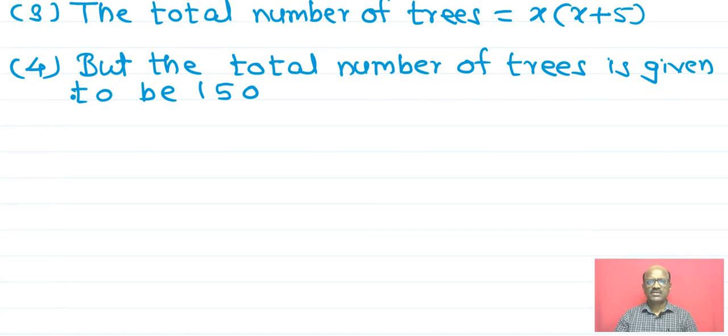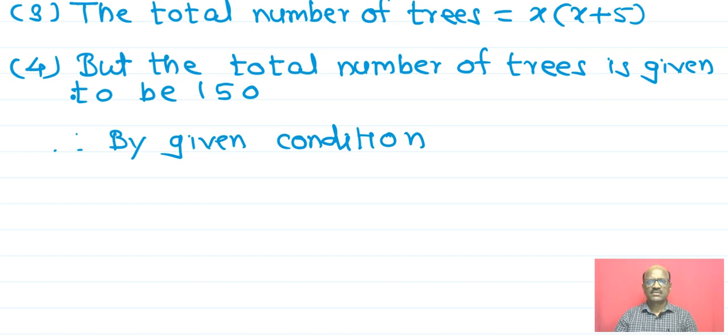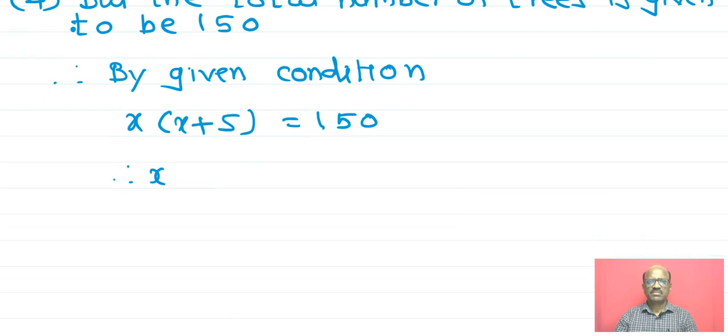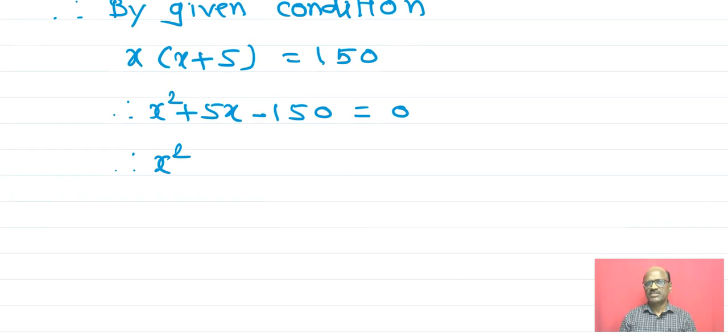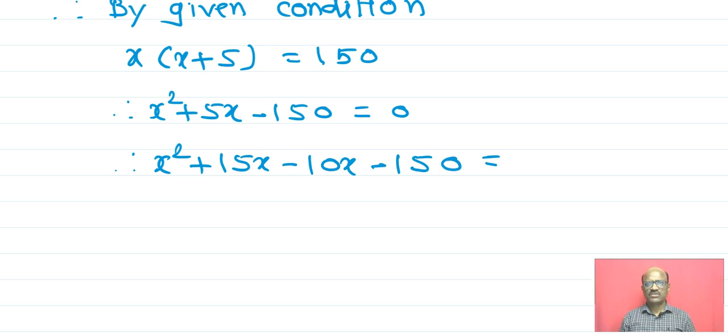And it is to be 150. Therefore, x by the given condition, x in bracket x plus 5 is equal to 150. Therefore, x square plus 5x minus 150 equals 0. Now the factors of 150: multiplication gives minus 150, so x square plus 15x minus 10x minus 150 equals 0.